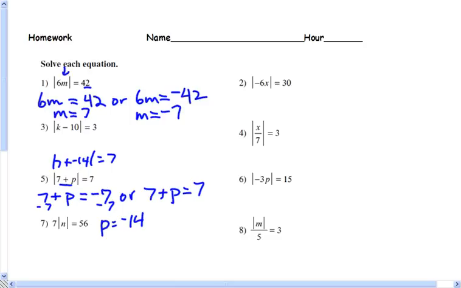So that one's good. Over here, I'm going to subtract 7 from both sides, and then I get p equals 0. So checking that, if I put 0 in there, 7 plus 0 is 7. The absolute value of 7 is 7.